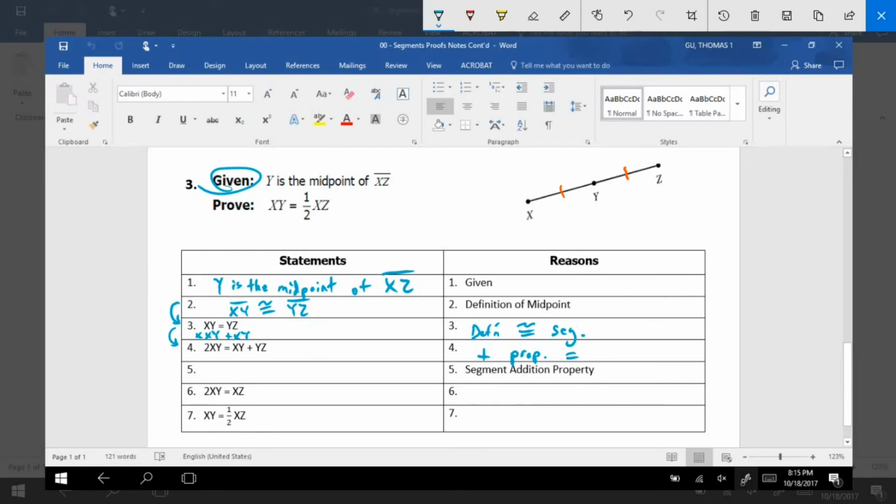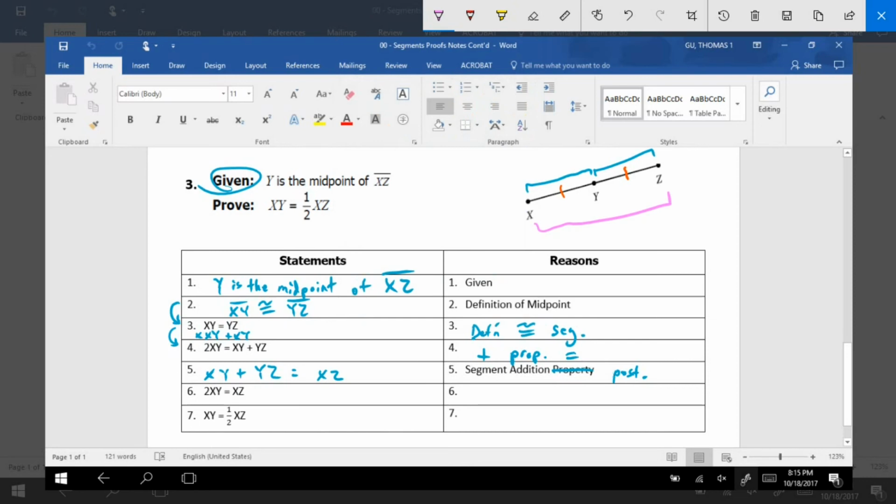Good. Next, they're giving us the reason. We're using the segment addition. That's not property, that is postulate. Postulate. What does that say? That says that XY plus YZ equals the whole thing, XZ. Once again, this part, XY plus YZ equals the whole thing.